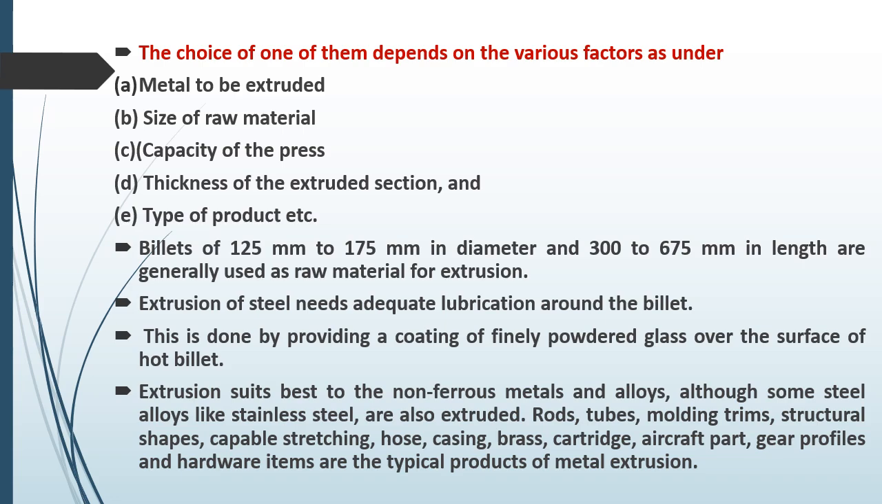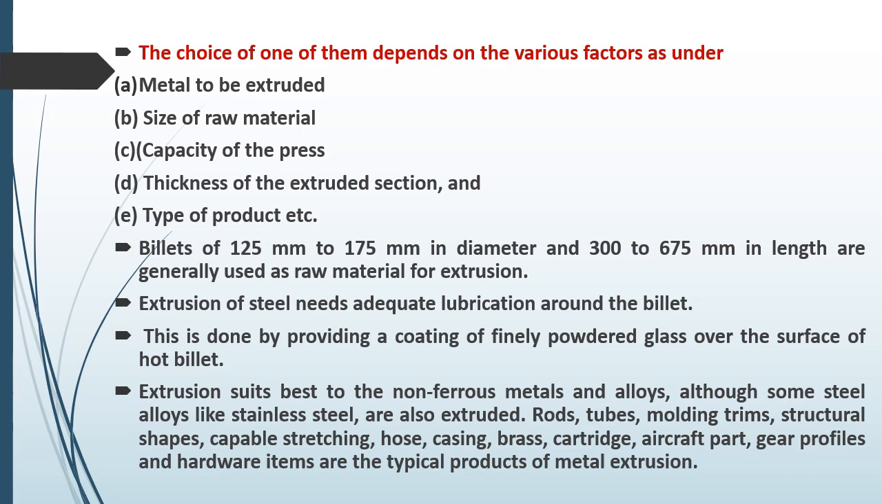So in this slide, we are also discussing the introduction part of the extrusion process. What are the choices essential for the extrusion process and the important factors? The metal to be extruded. What should be the size of the raw material which should be extruded? What should be the capacity of the press to extrude the metal? What should be the thickness of the extruded sections of the metal? What type of product should be made in the extrusion process?